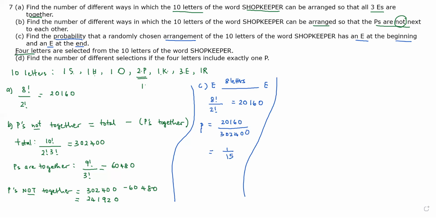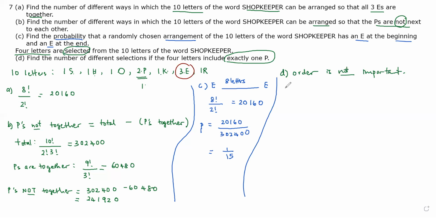Part D, 4 letters are selected. So if you're talking about selection for part D here, order is not important. We do not consider order. It's just a selection. We need to find the number of different selections if the 4 letters include exactly 1 P. So if you look at this, everything is distinct except the E. So there are 3 E's here.